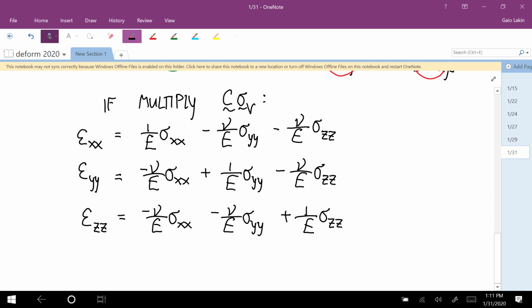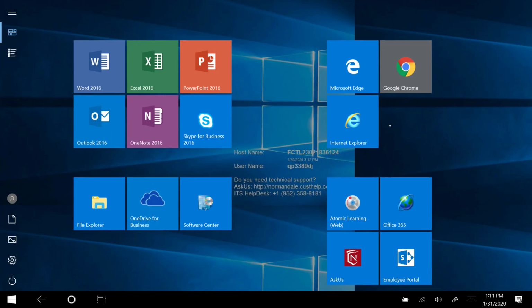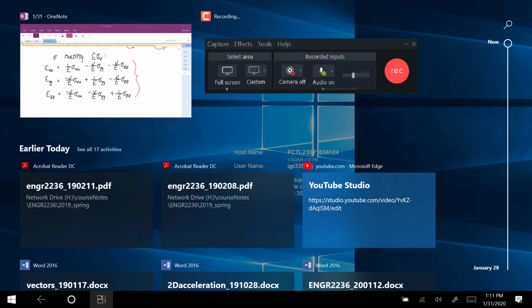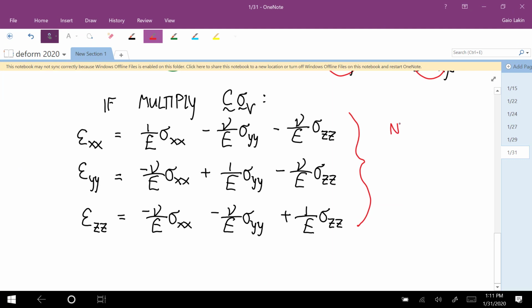So we have 6 of these equations that come from that one single matrix equation. These first 3 tell us that normal strains depend on all the normal stresses.